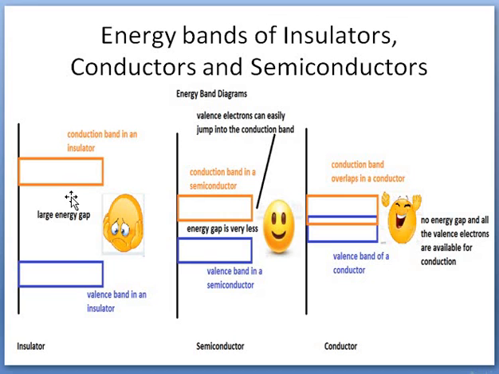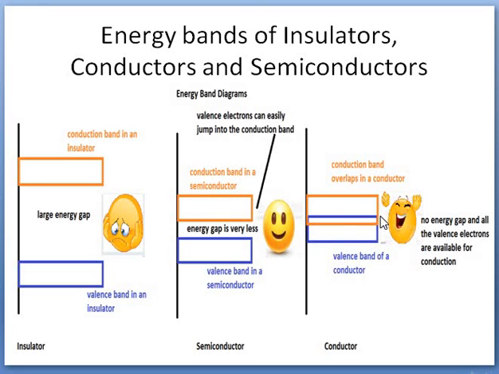Now, insulators will have a valence and conduction band where the energy gap is so large that it practically cannot be minimized, so electrons cannot jump over, and that's why these materials are called insulators. Similarly, semiconductors have an energy gap of a very small amount. They can practically jump into the conduction band, and that's why they conduct under certain situations.